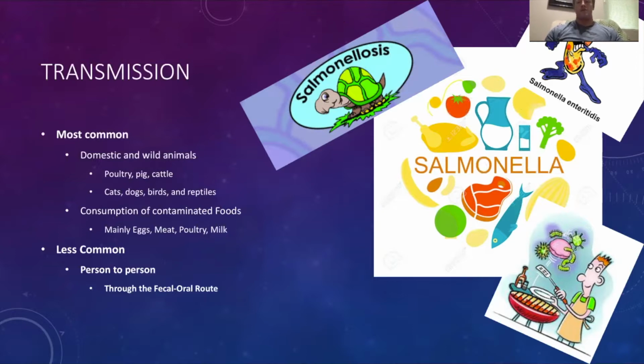The most common way that humans contract the salmonella bacteria is through the consumption of contaminated foods, things like eggs, meats, poultry, things like that. Usually it's poultry. That seemed to be the most common in the research I did. Less common is person to person, usually through the fecal oral route. So usually through somebody's fecal matter, and that's the lesser common way, but it definitely can happen.